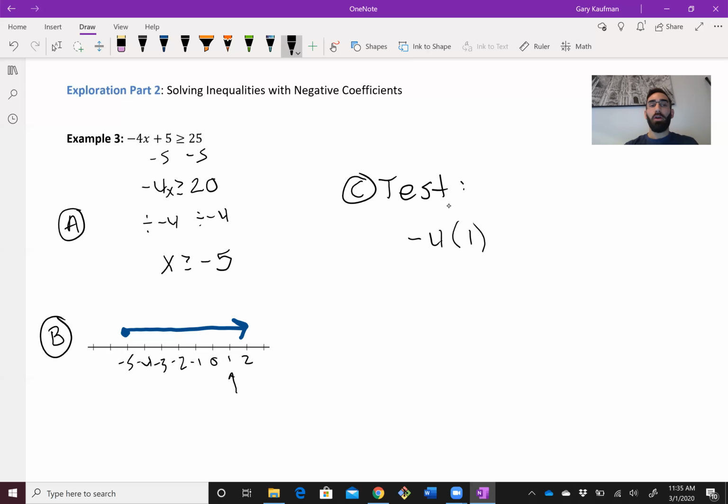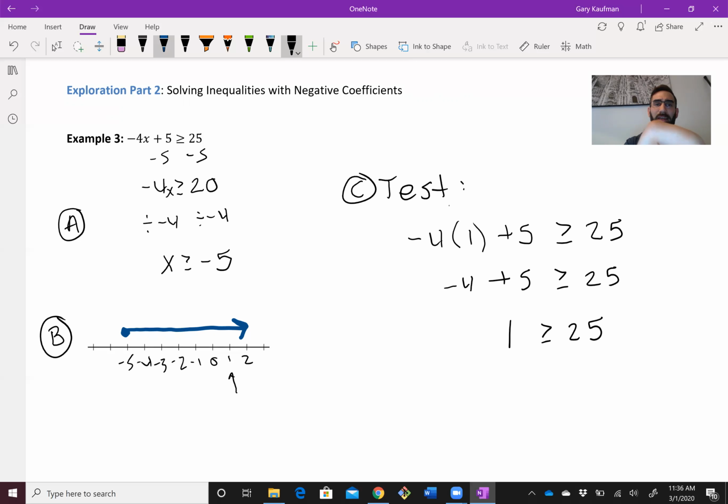-4 times 1 plus 5 is greater than or equal to 25. -4 plus 5 is greater than or equal to 25. 1 is greater than or equal to 25. Well, that's not right. That's wrong. 1 is not greater than 25. Well, this is the one difference between equations and inequalities.